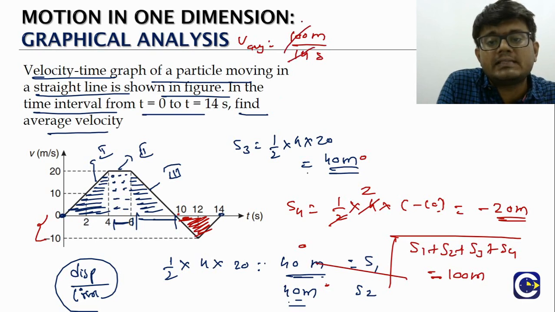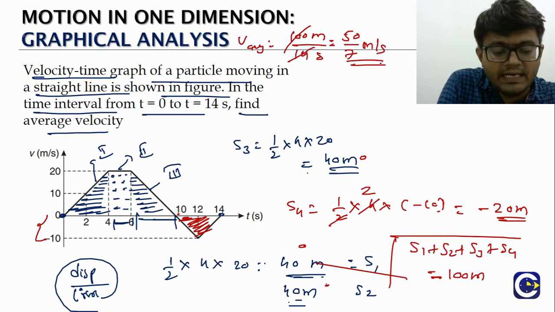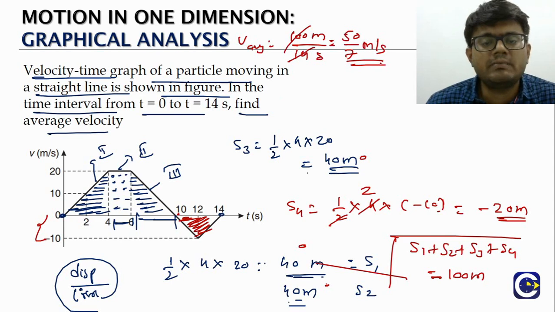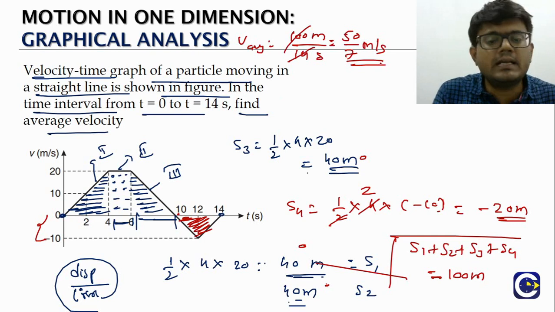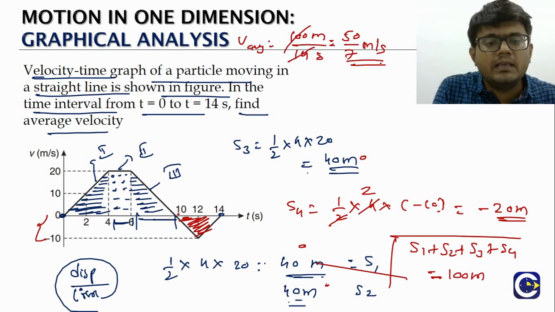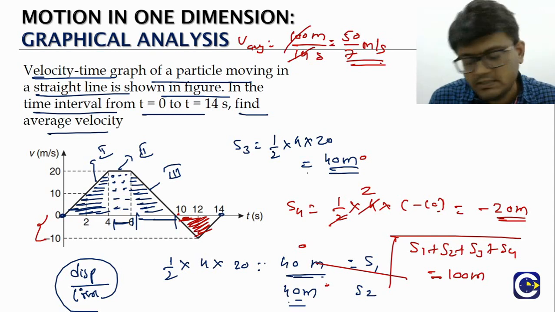So we can see some cancellation. What is it? We can say 50 by 7 meter per second. Like that we can leave it. Otherwise we can even simplify. 50 by 7 means what? That is like 7 point something. Okay, because 7 sevens are 49, right? So this is another question model where we'll have the area, that area below the x-axis is negative, right? That point is being checked upon.